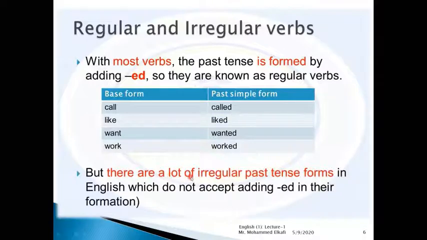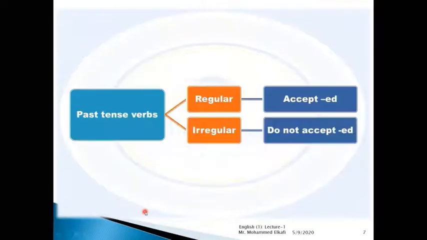But there are a lot of irregular past tense forms in English which do not accept adding ed in their formation. Here we need to know the difference between past tense verbs. We have regular as the first type and the second type known as irregular. The regular verbs accept ed, as in open. We say the base form is open, the past form is opened. Play is the base form, played is the past form. We add just ed. And also as in jump and jumped.